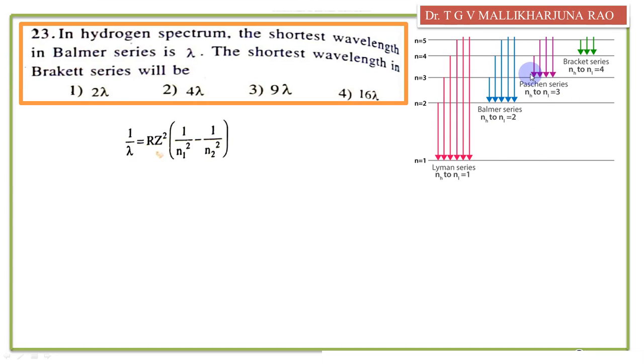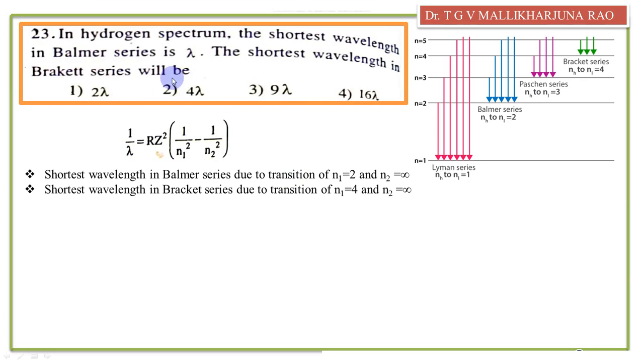This is the energy level diagram in hydrogen atom. When electron undergoes the transition between the energy levels, what happens? It emits energy. That energy can be expressed in terms of wavelength as 1 by lambda is equal to R Z square into 1 by n1 square minus 1 by n2 square. All the terms have their own meaning.